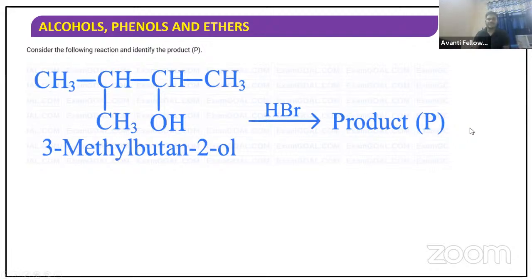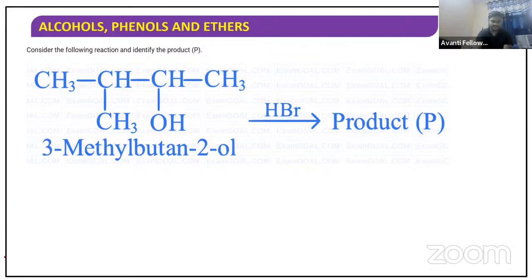We have 3-methylbutan-2-ol. So we have 3-methylbutan-2-ol, and this is treated with HBr. Then what product will we get? Okay. So we need to identify the product we'll get. Done? बताओ भाई.